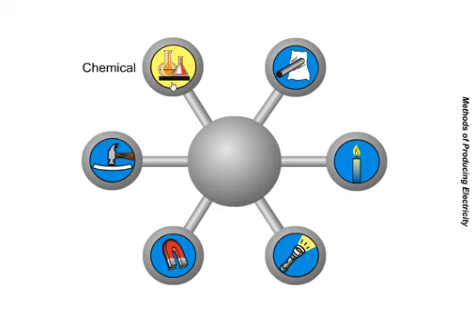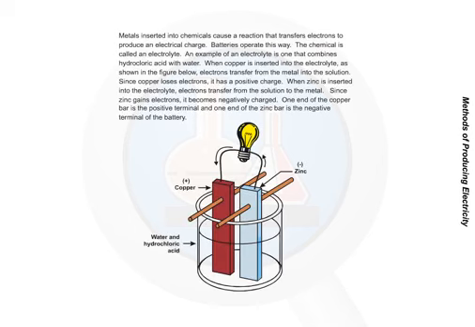Chemical. Metals inserted into chemicals cause a reaction that transfers electrons to produce an electrical charge. Batteries operate this way. The chemical is called an electrolyte. An example of an electrolyte is one that combines hydrochloric acid with water. When copper is inserted into the electrolyte, as shown here, electrons transfer from the metal into the solution.